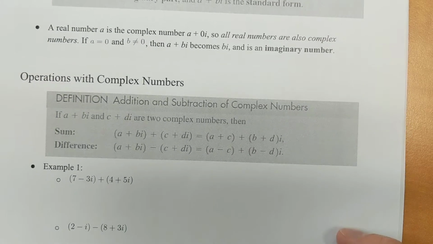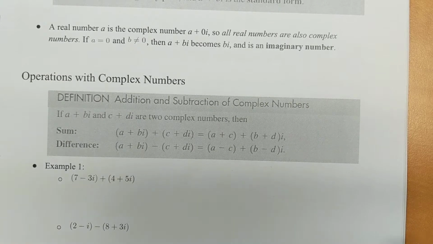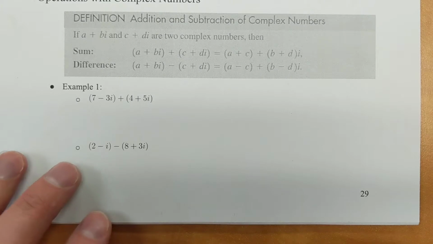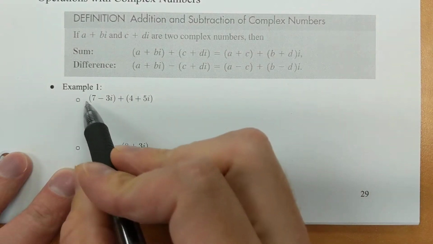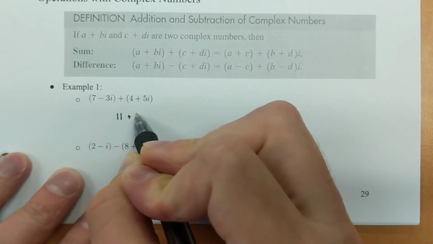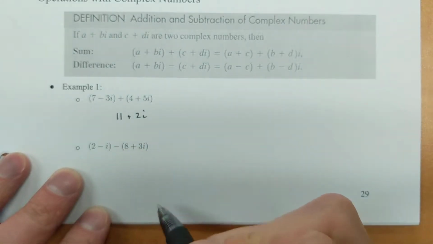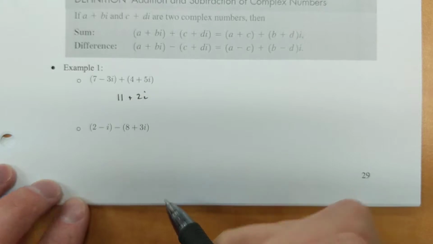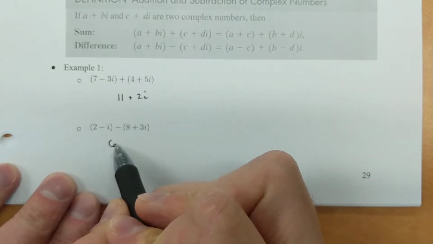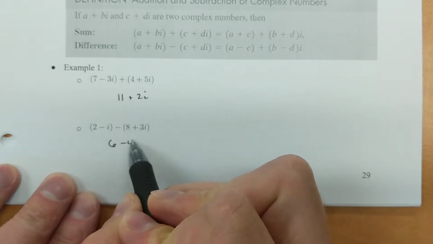All right, so operations with complex numbers. Here we have addition and subtraction. Addition and subtraction with complex numbers are actually just like terms problems. So collect numbers with numbers and i's with i's. So 7 plus 4 is going to be 11. Negative 3 plus 5 is 2. So 11 plus 2i. For the subtraction one, similar thing. So 2 minus 8 is 6. Negative i minus 3i is negative 4i.